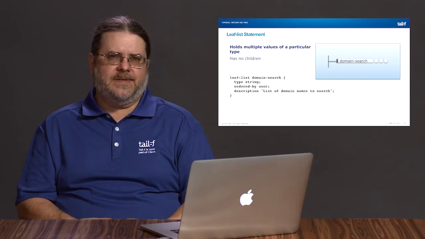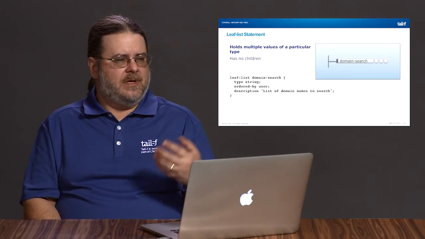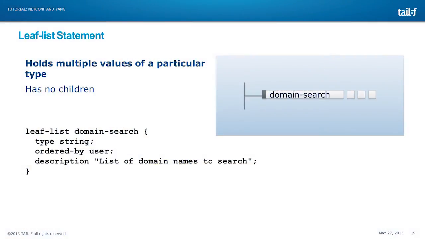Now, leaf isn't the only data-containing statement in YANG. There are some others that actually have types and hold data. First is a leaf list. A leaf list has a type. It holds data, but it actually holds multiple data items. So in this case, our leaf list called domain search has a type of string. This domain search can contain any number of distinct strings in a list. A common mistake when people are first working with YANG is to think of a leaf list as an array. It really isn't. It's a list. It is a list of items.